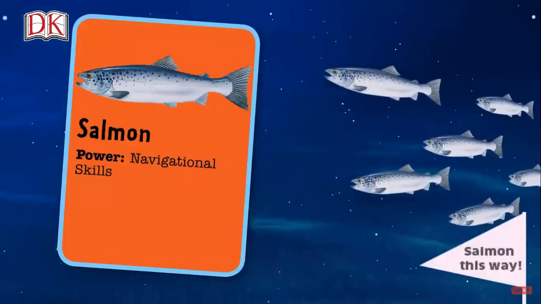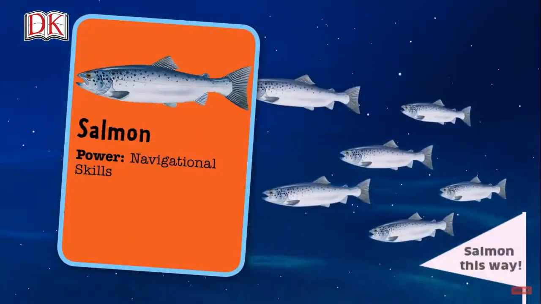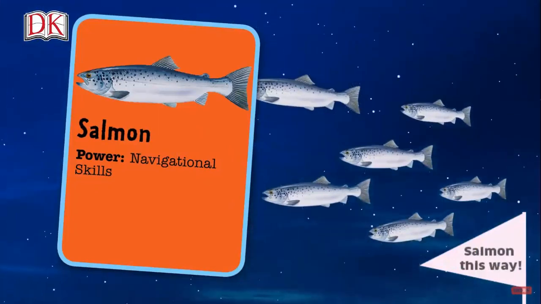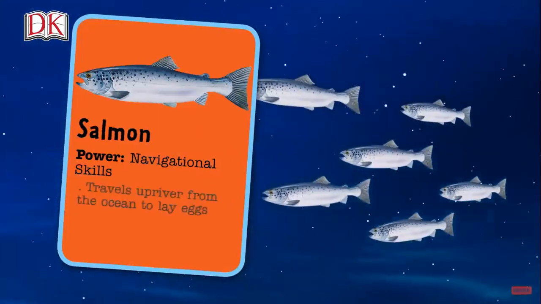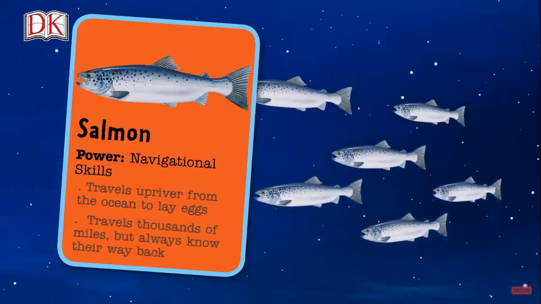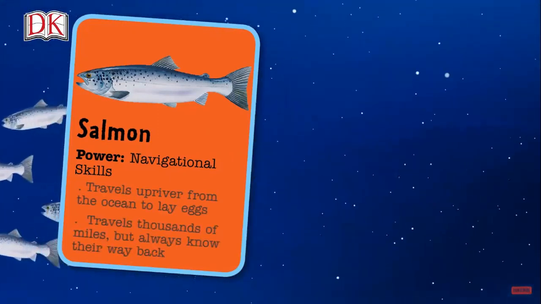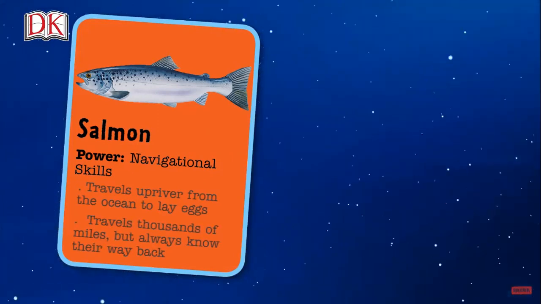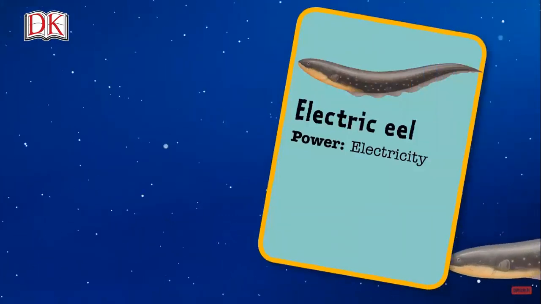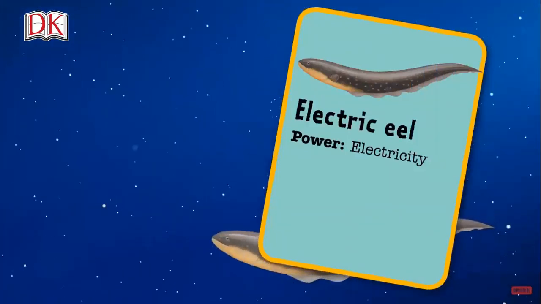Salmon, superpower: navigational skills. Salmon travel upriver from the ocean to lay their eggs. The journey can be thousands of miles long, but the salmon always know their way back. Would you be able to remember your way home if you were thousands of miles away with no phone or map?